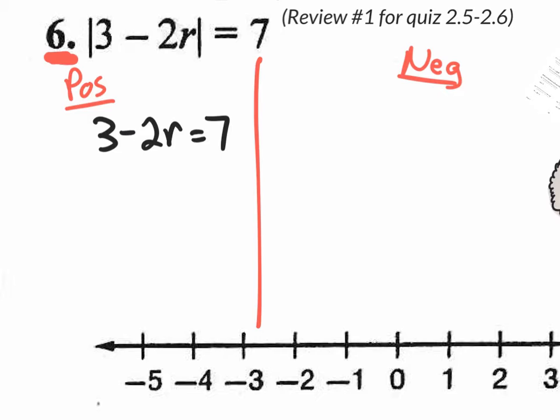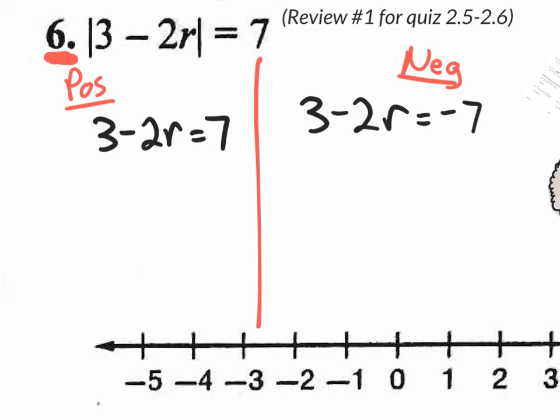So let's rewrite it. See, it's the same exact thing, except these guys are missing. It's just 3 minus 2r equals 7. Negative situation, it's the same exact thing again, 3 minus 2r, but instead of equals 7, what do I put? Negative 7, that's exactly right.